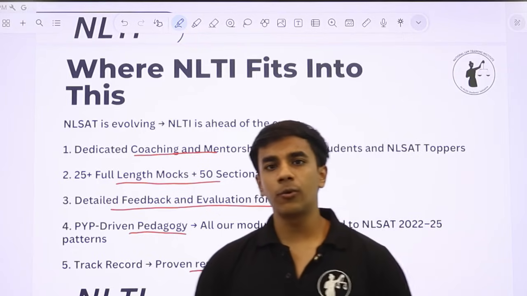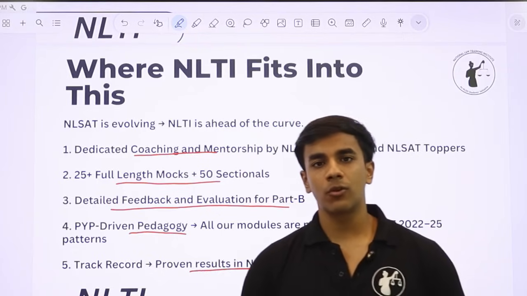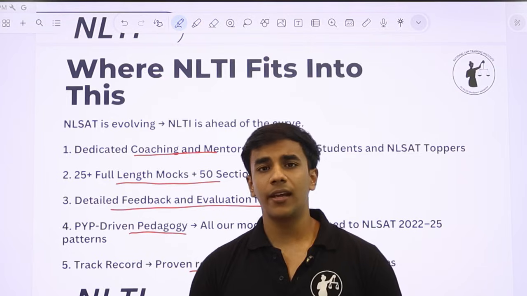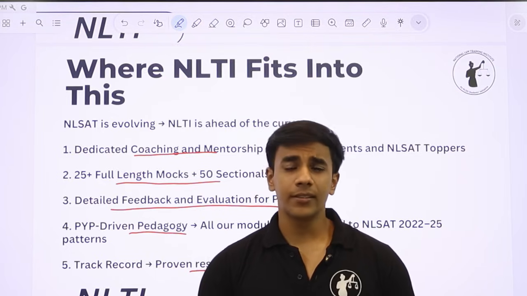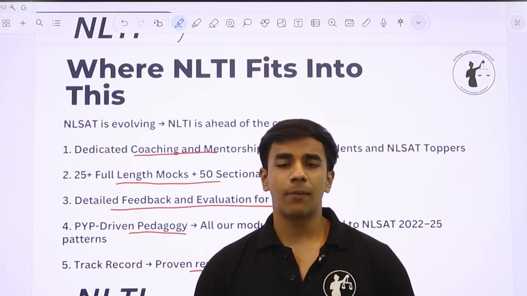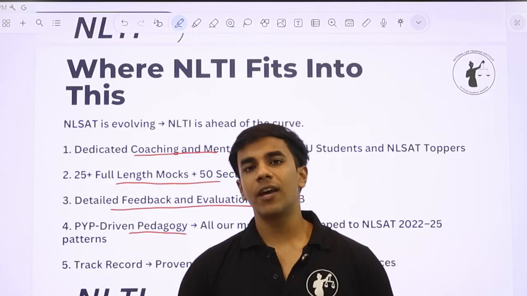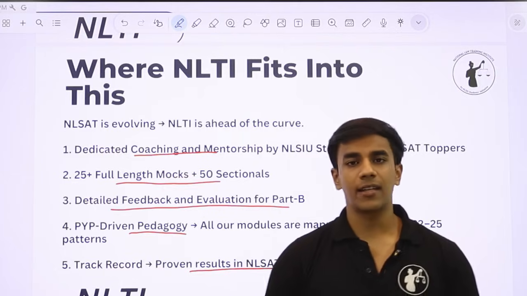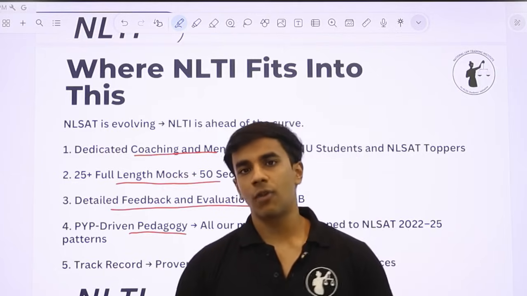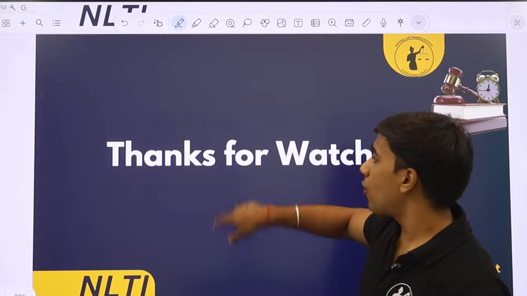And out of the total 120 seats in the National Law School Bangalore based on the NLSAT examination, 65 seats were grabbed by NLTI students. 65 out of 120 students who got admitted this year through the NLSAT into the NLS 3-year course were from NLTI. So that is it from today's session.